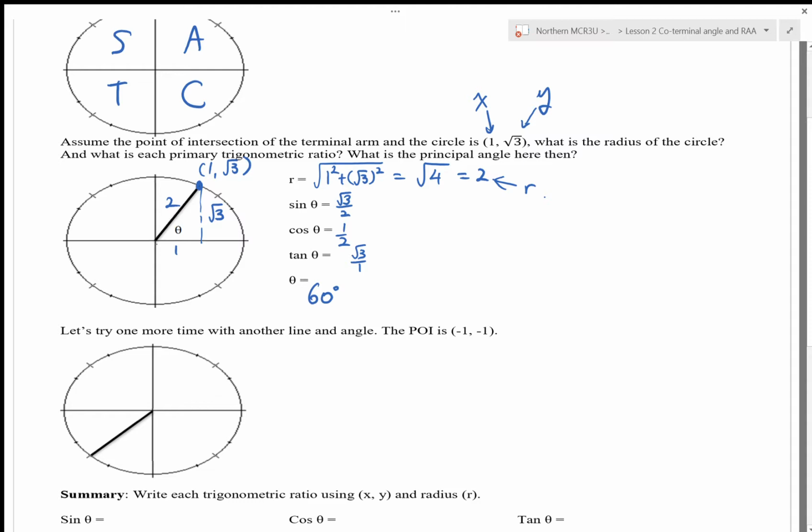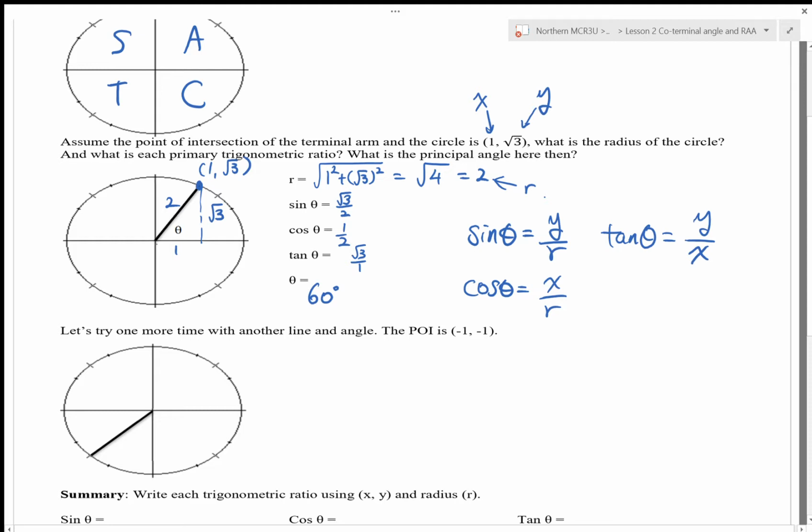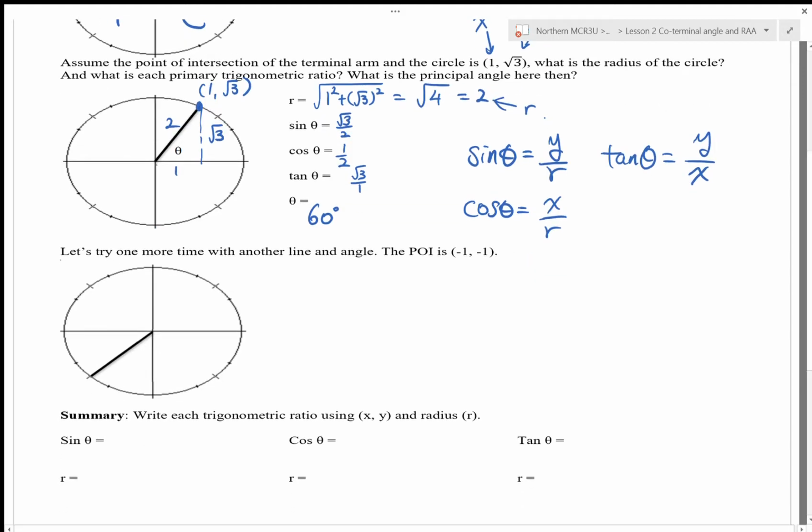So we can assume that sine theta is y over r, cos theta is x over r, and the tangent theta is y over x. Let's assume this and see whether it's actually true. Let's try that with the next one.